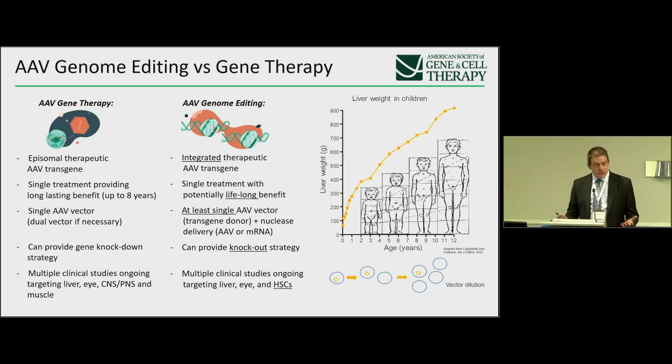This of course also depends on whether you hit stem cells or progenitor cells. The disadvantage is that you have at least one AAV vector at a minimum, but usually you also need to provide the nuclease either by mRNA or an additional AAV vector. Another feature of genome editing over gene therapy is that it can provide a knockout strategy as opposed to just a knockdown strategy by siRNA or transcription factors. And in both cases, we have multiple clinical studies ongoing, which are targeting, in the case of genome editing, either the liver, the eye, or also stem cells.